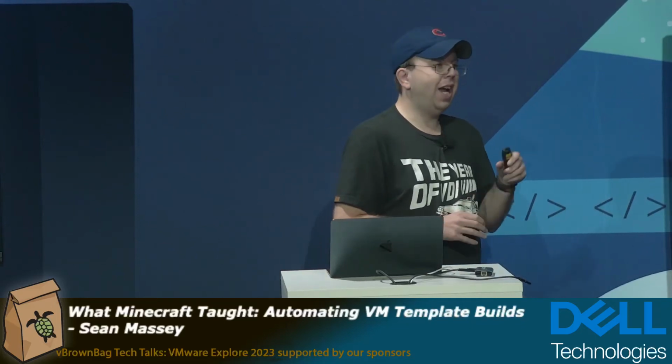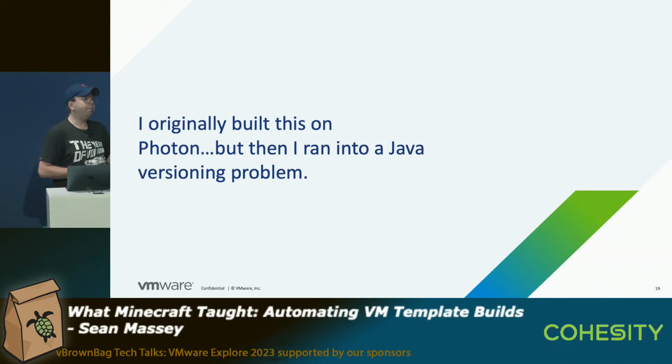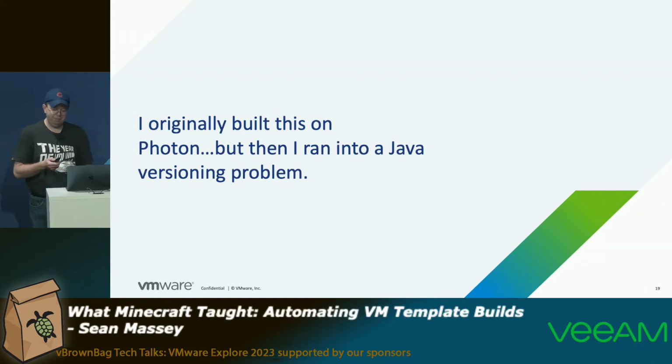So I mentioned Debian wasn't the first place I started. I did actually start this using Photon, but over time, Java dependencies became an issue, right? I mean, who hasn't heard Java dependencies as an issue for enterprise apps before? Unheard of, never, right?